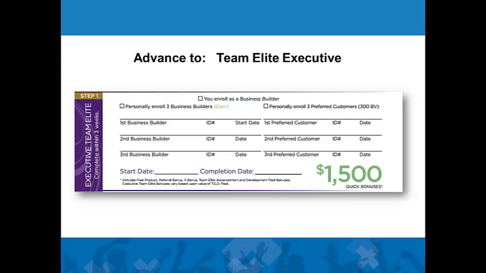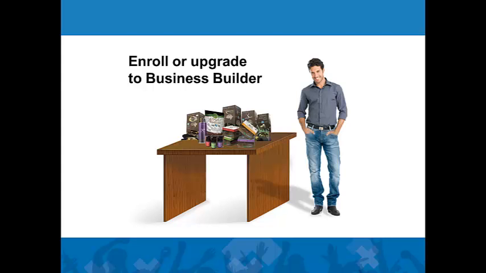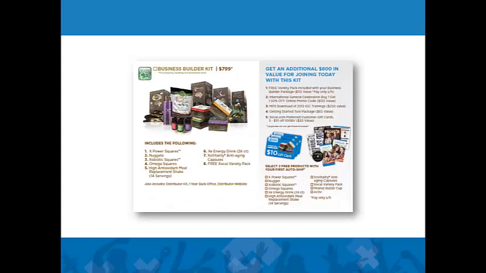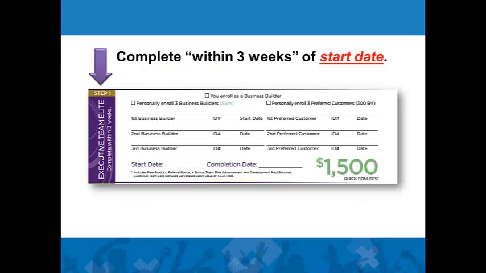So the first step is to advance to Executive Team Elite. What do you need to do? You need to make sure that you're a business builder. So if you aren't one and you're already in the company, upgrade to Business Builder. If you haven't yet joined, there's a wonderful opportunity. The Business Builder Kit is $799. You get an additional $800 in value on top of that for joining. So it's like you made a buck in profit already just by joining. You get all these tools, free boxes of chocolate. It's just a no-brainer. And you need to be a business builder to get on the path to success.